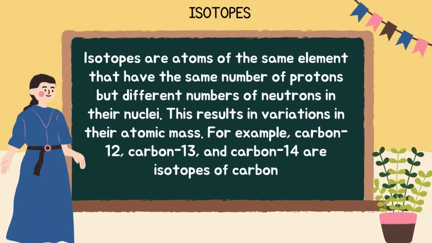Isotopes. Isotopes are atoms of the same element that have the same number of protons but different numbers of neutrons in their nuclei. This results in variations in their atomic mass. For example, carbon-12, carbon-13, and carbon-14 are isotopes of carbon.